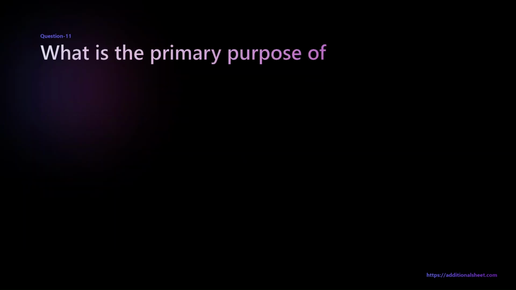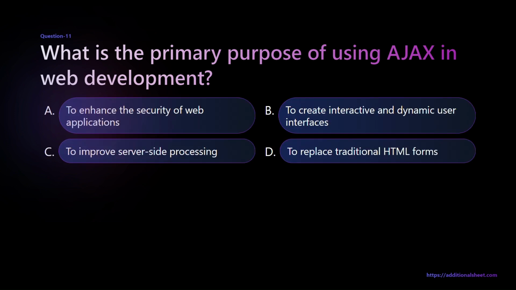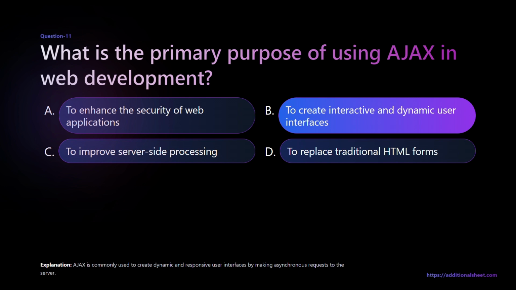What is the primary purpose of using AJAX in web development? Option A, to enhance the security of web applications. Option B, to create interactive and dynamic user interfaces. Option C, to improve server-side processing. Option D, to replace traditional HTML forms. The correct answer is option B, to create interactive and dynamic user interfaces.